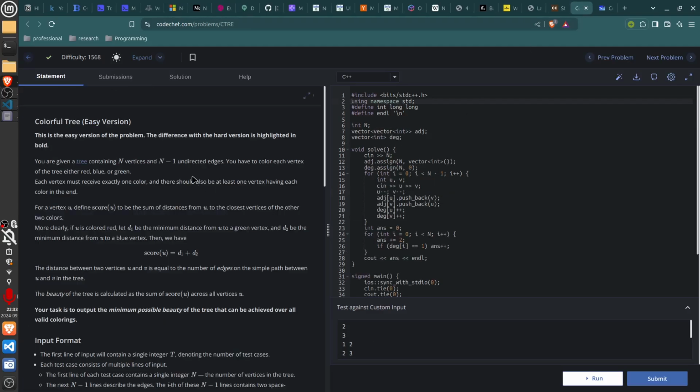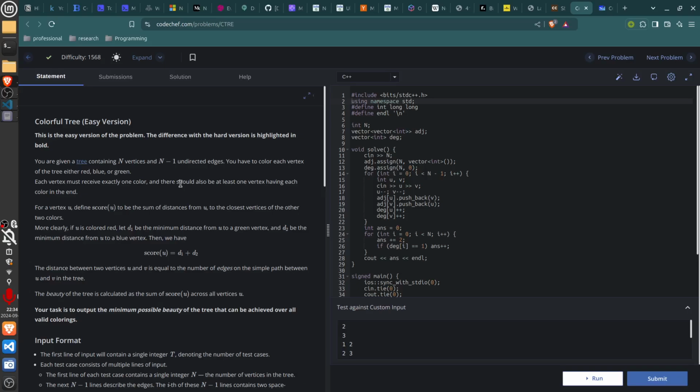Okay, colorful tree, easy version. The only difference between the two versions is that the hard version asks you to count the number of colorings of the tree. But essentially, this problem asks you to color the tree with 3 colors, red, blue, or green. So it's a 3-coloring of the tree.